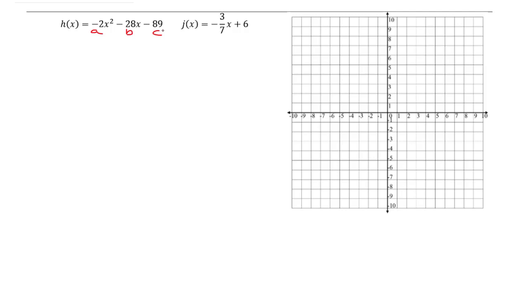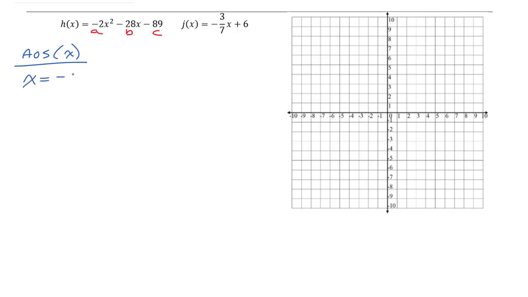Now, if you remember, c is our y-intercept because if we substitute in 0, what will be left is -89. That's not going to fit on my graph. But let's start by finding the axis of symmetry, which is a vertical line. It also tells us the x-coordinate, so both of those things.